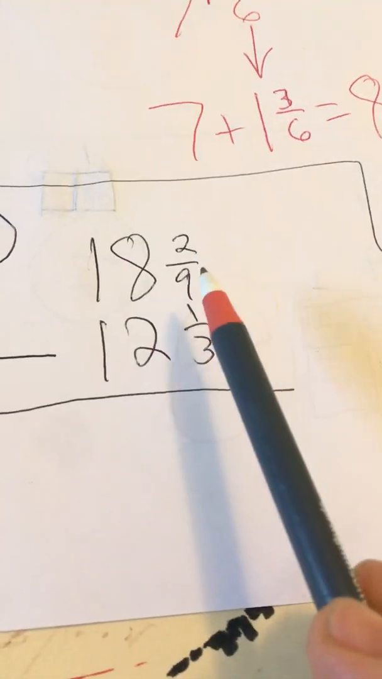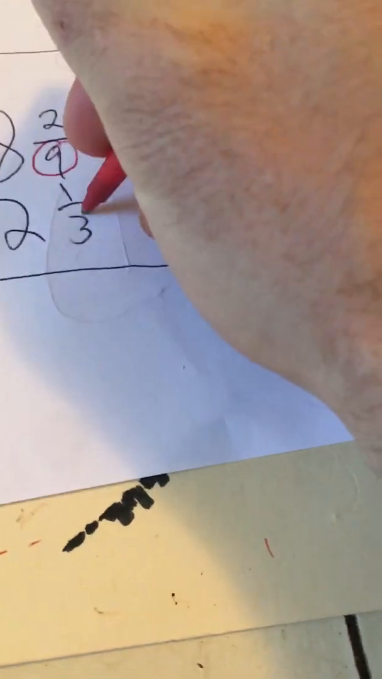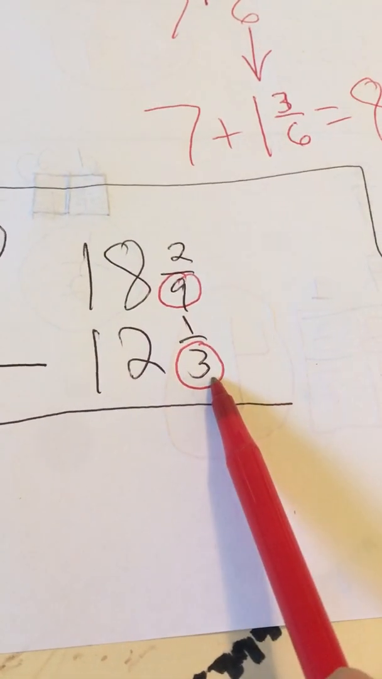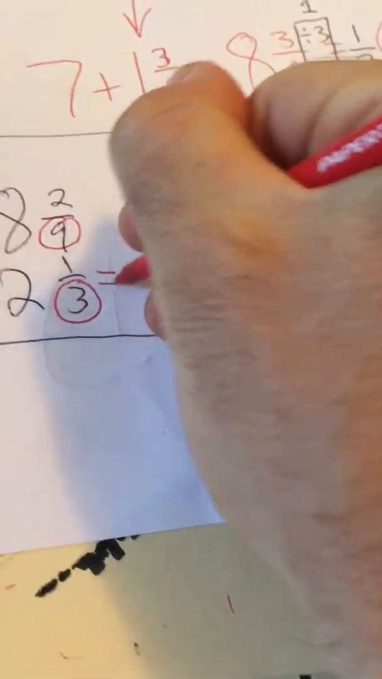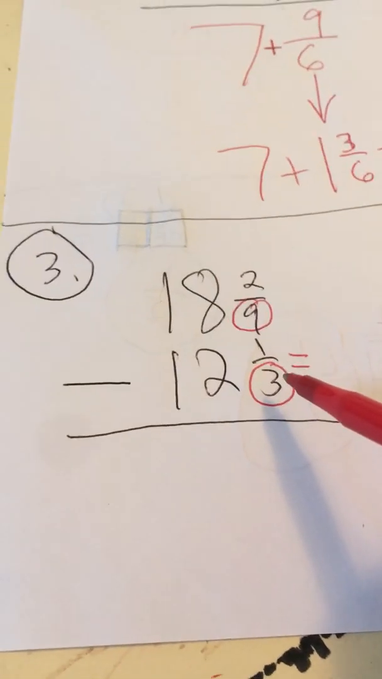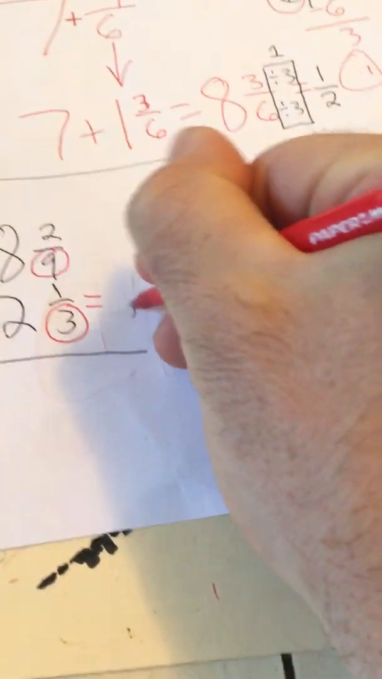Okay, so 18 2/9, 12 1/3. We cannot subtract them yet because the denominators are not the same. So we're going to take the small one and make it bigger and turn it into the bigger one. If it doesn't work that way, we will talk about some problems tomorrow that don't work that way. But since 3 does multiply to get to 9, we're going to just simply turn the 3 into 9.